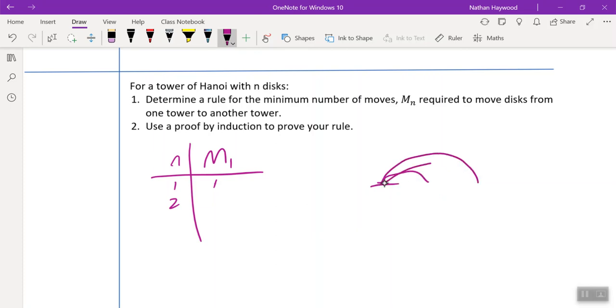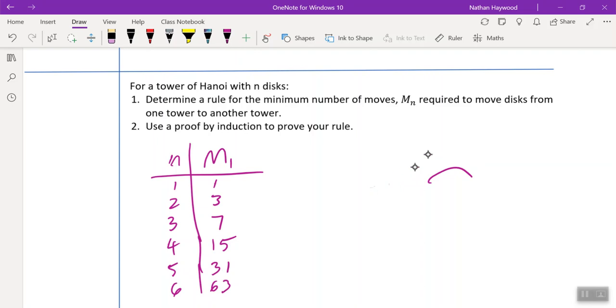1, 2, 3. If there was 3 blocks, how many? 7. If there's 4 blocks, if there's 5 blocks, 31. If there's 6 blocks, 63. Is there any geometric or arithmetic pattern to that? Can anyone see? Times that by 2 plus 1, yep.